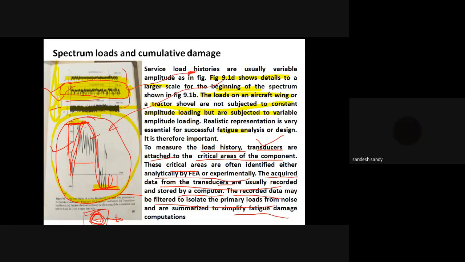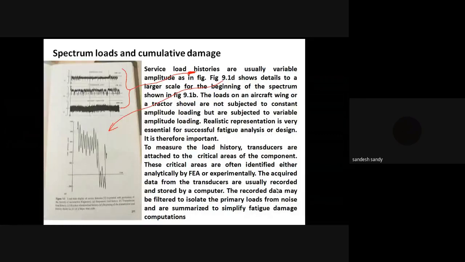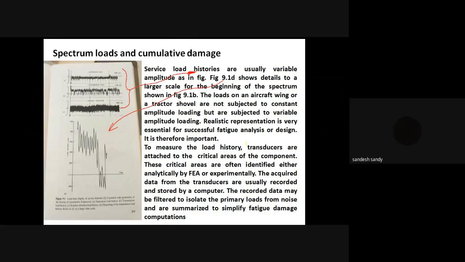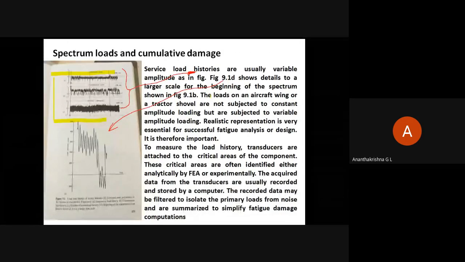If we take a plate with a hole, for example, using finite element analysis, we place the transducers in the critical areas. After the load is applied on those critical areas, we will get the amplitude, we'll get the spectrum of variable amplitude loads. Okay, so that will essentially give us the variable amplitude loading. Is that okay? So the understanding of fatigue life of a machine or a component when it is subjected to such a spectrum of loads.